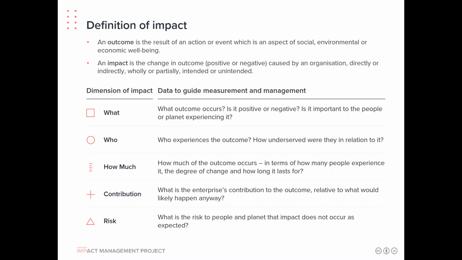The second dimension is who the outcome is occurring for, and how underserved they are. The third is the degree of change, counting the number of people it's happening for, and of course looking at its duration, how long it lasts. The fourth is the contribution, which at its most rigorous would be netting off the counterfactual, which you could do using a controlled trial. You could even go as far as looking at attribution and the actual percentage of change that the organization can take credit for.